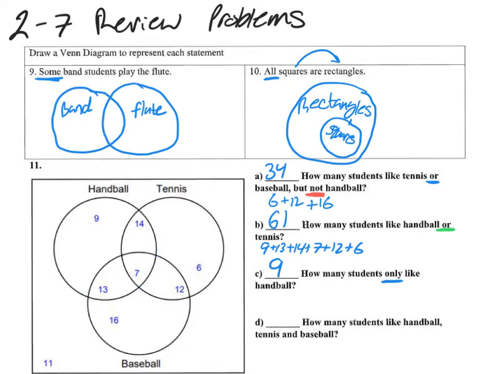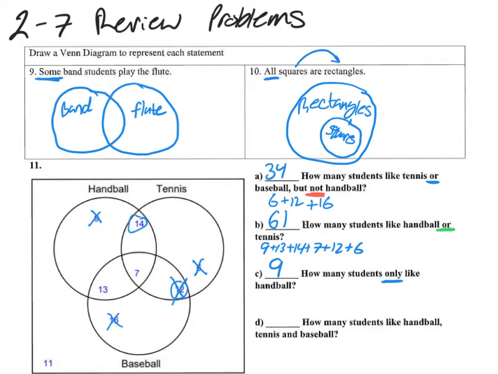All right. How many students like handball, baseball, and tennis? So they have to like all 3. Okay. So these 9 up here, just handball. Then just tennis, just baseball. So we can eliminate those because they have to like all 3 sports. These 12 here, they like tennis and baseball, so not all 3.